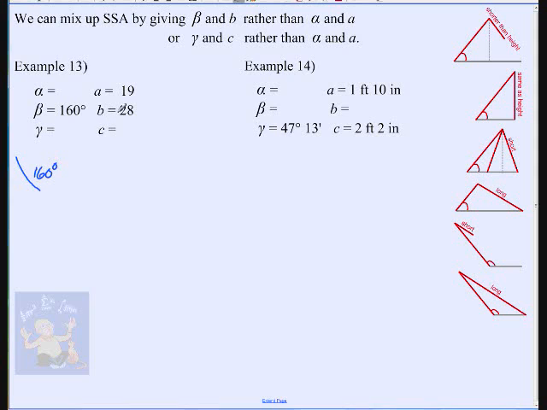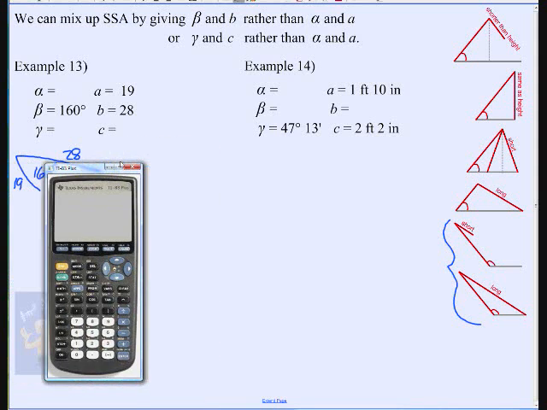My B, which is the side opposite, is 28, and my A, which is the side adjacent, is 19. So I have this situation here. Obtuse. My opposite side is longer than my adjacent side, so I'm free to go. Let's figure out what this ratio is.